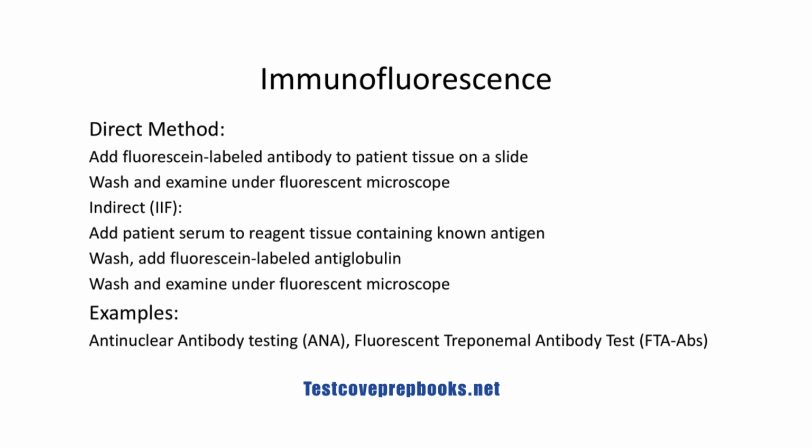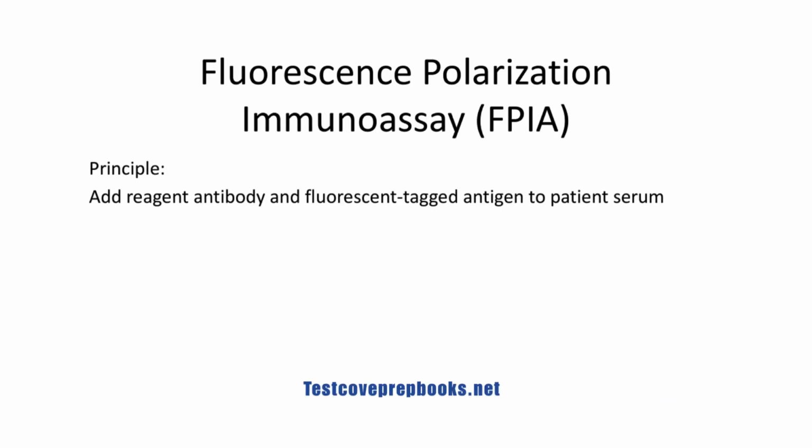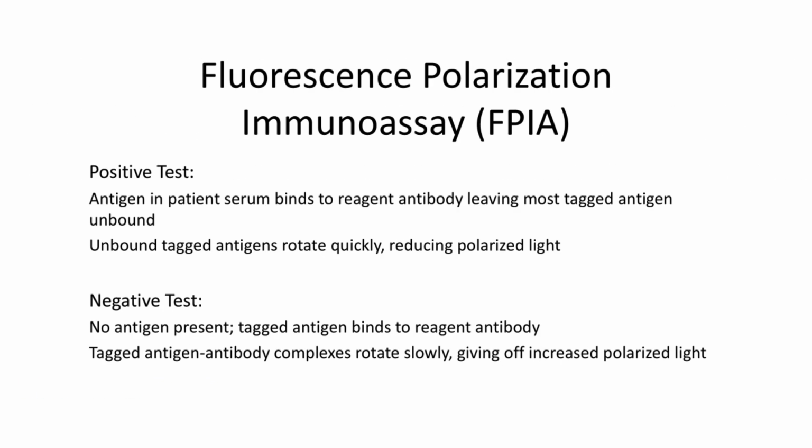Examples include testing for anti-nuclear antibodies, also called ANA, and the fluorescent treponemal antibody absorption test, abbreviated FTA-ABS. Fluorescence polarization immunoassay, or FPIA. In this method, reagent antibodies and fluorescent-tagged antigens are added to patient serum. In a positive test, patient antigen binds to the reagent antibody, leaving most of the tagged antigen unbound. These unbound tagged antigens rotate quickly, reducing the amount of polarized light produced.